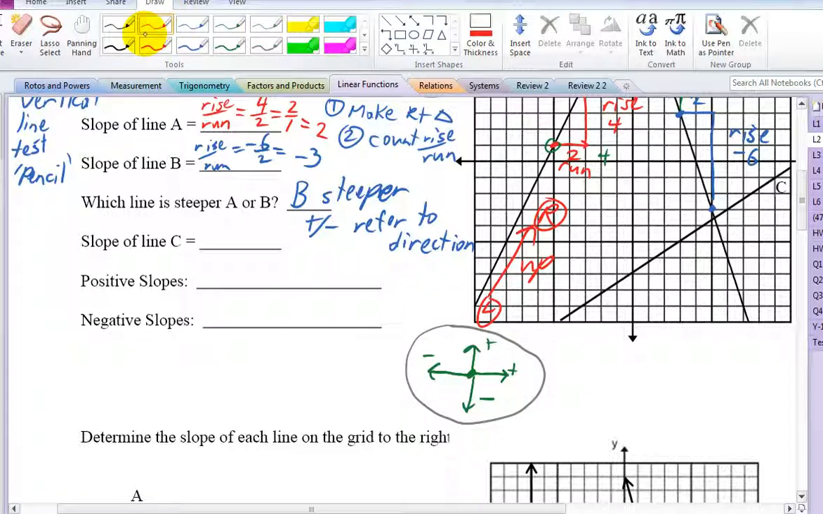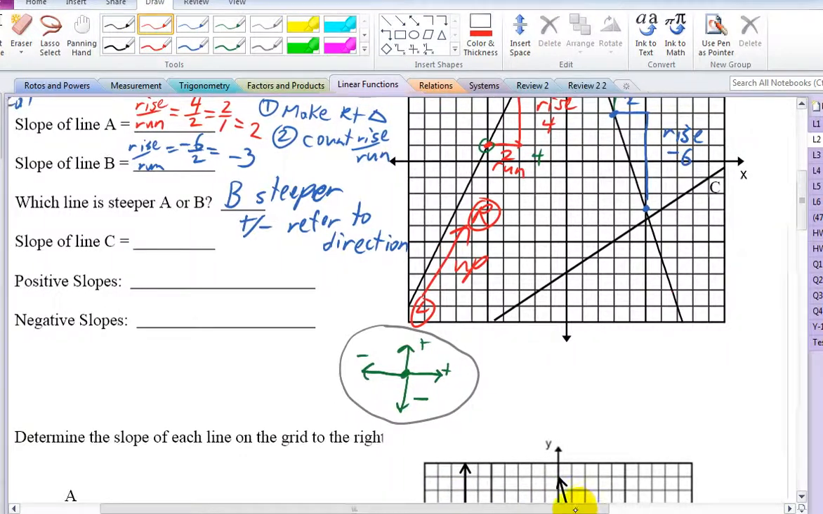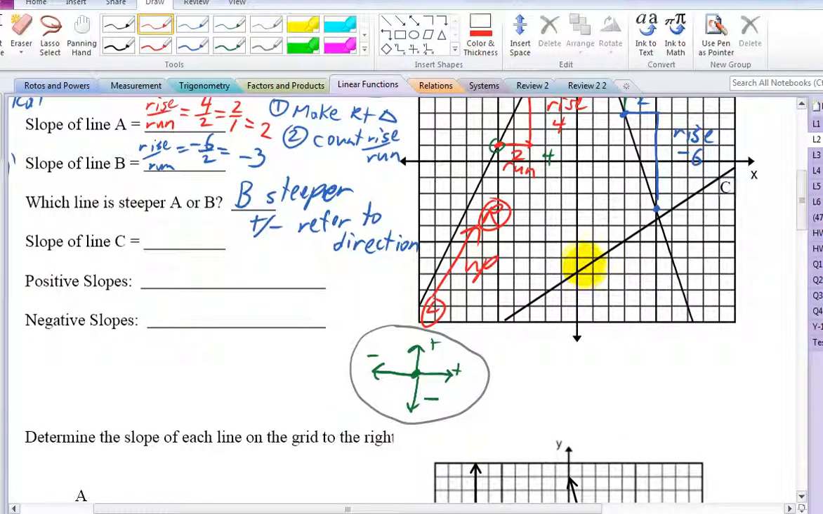Okay, here we go. Line C, go for it. Find the slope of line C. Here's a point. There's a point. So positive run, positive rise. 2/3. Okay, so rise over run. Write that down 400 times. Then you'll know it and have it memorized. 2/3. So you're just counting.